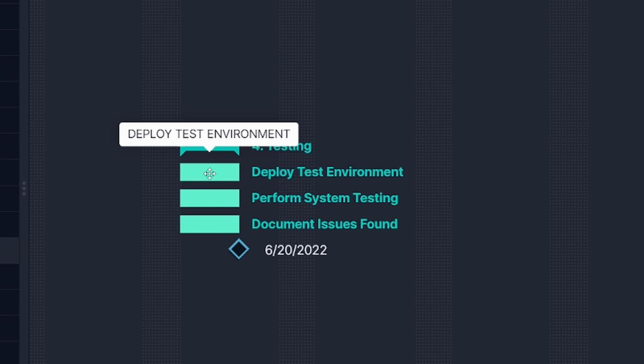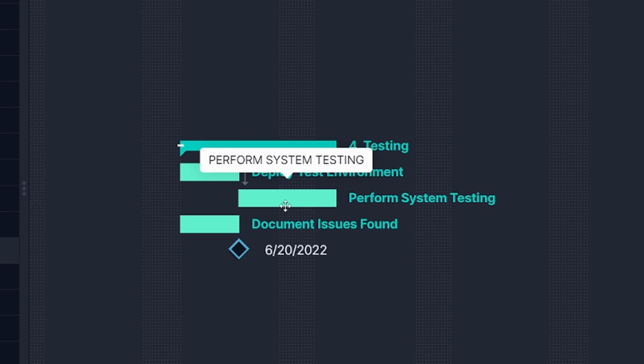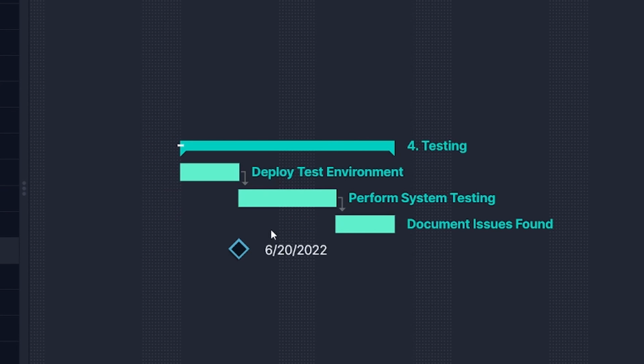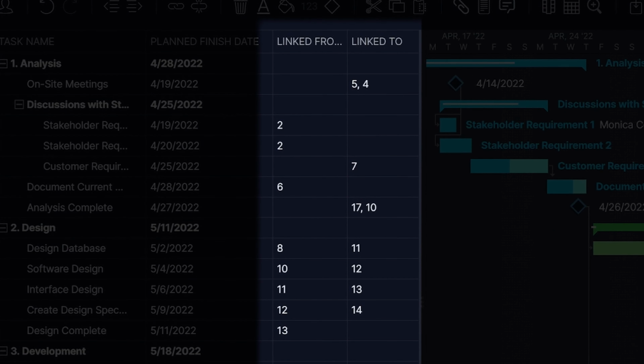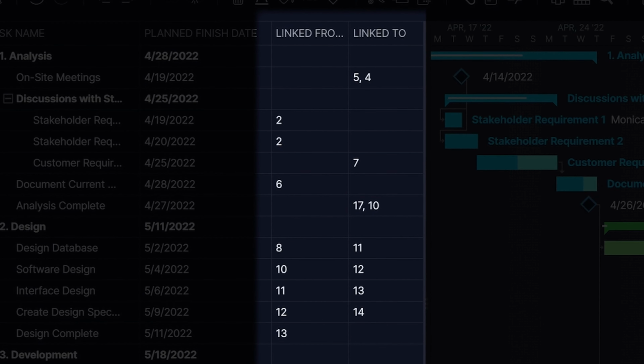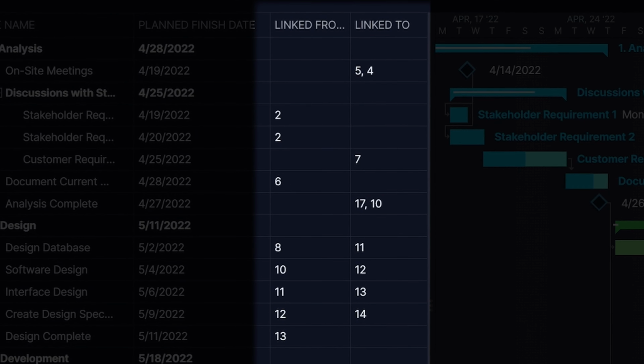Link your tasks by their dependencies on one another, such as start to finish, meaning one task can't begin until the previous one is finished. These dependencies can also be managed and tracked using the link to and link from columns.